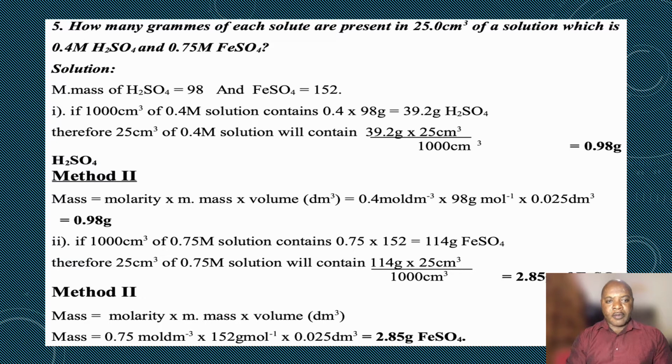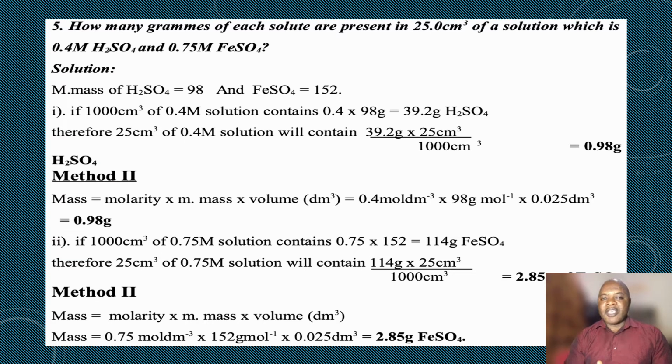Now, what you need to do here is this. For this question, the simple thing we will do, the first method is usually, if 1000 cm cube of 0.4 molar will contain what? A certain mass. And the mass is always 0.4 times the molar mass, which is 39.2.